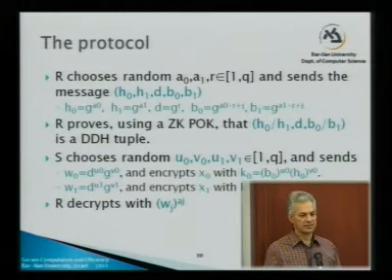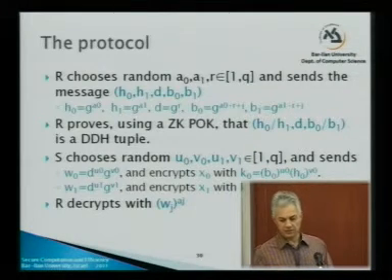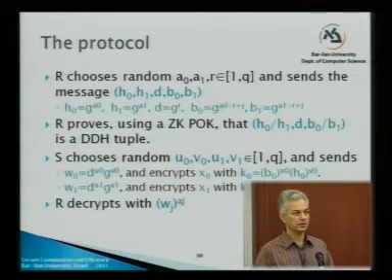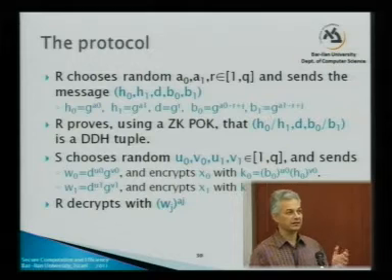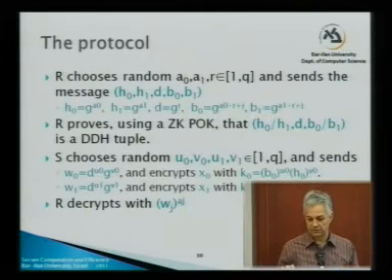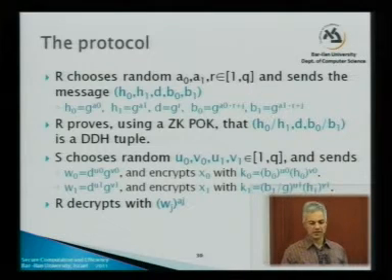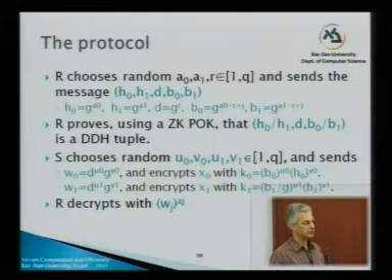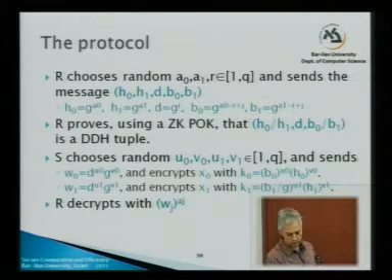The receiver sends this 5-tuple, then it gives a zero knowledge proof of knowledge that this tuple is a DDH tuple, which implies that it cannot be that the two tuples I described earlier are both DDH tuples. Then we do encryption as in the original protocol, using these tuples, and the receiver decrypts. So this is exactly like in the original protocol.